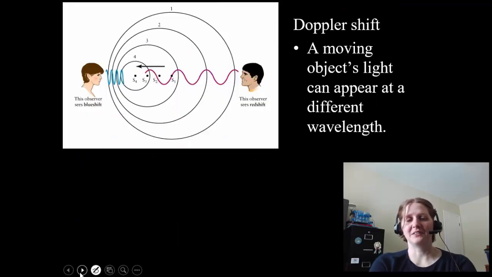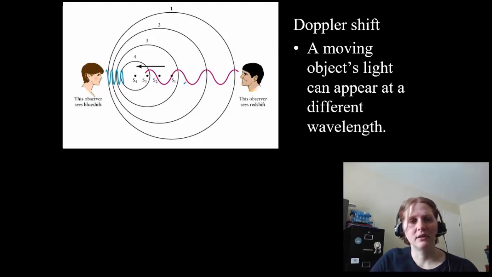Because we need to look at light as much as we can, there's one more thing we can learn from light. Basically, by looking at the spectra, we can actually find the speed of a star.